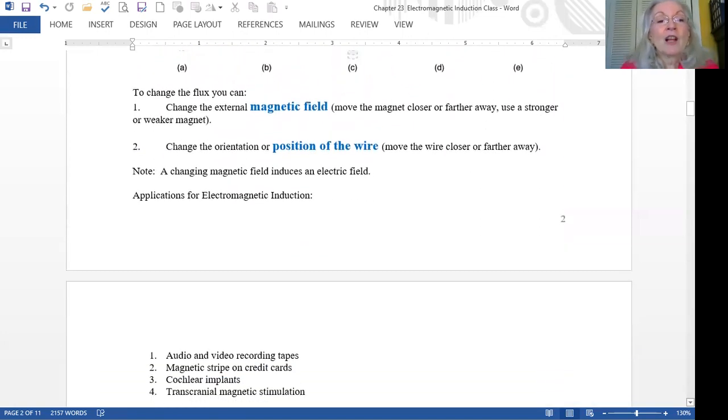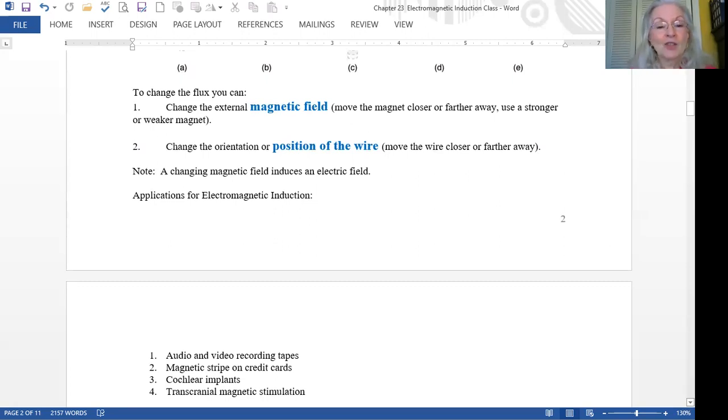So to change the flux, you can change the external magnetic field, so you can move the magnet closer or farther away, or you can use a stronger or weaker magnet, or you can change the orientation or position of the wire. You could take the wire and move it closer or farther away from the bar magnet. So all we need is that the wire experiences a changing magnetic field, and that's going to induce a current in the wire to oppose that change in the magnetic field.